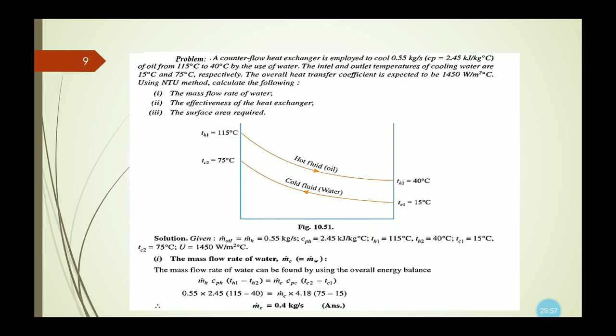So here all the values are known to us except the mass flow rate of the water. Putting all the other values in this energy balance equation, we have calculated the mass flow rate of the cold fluid. This is coming as 0.4 kg per second.